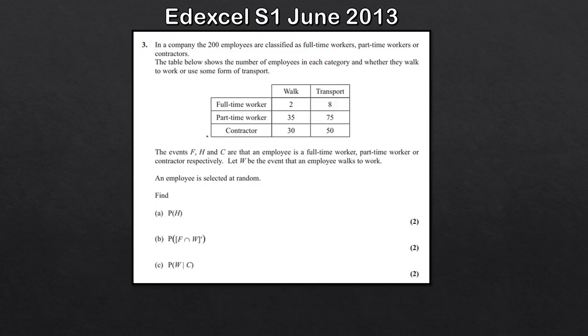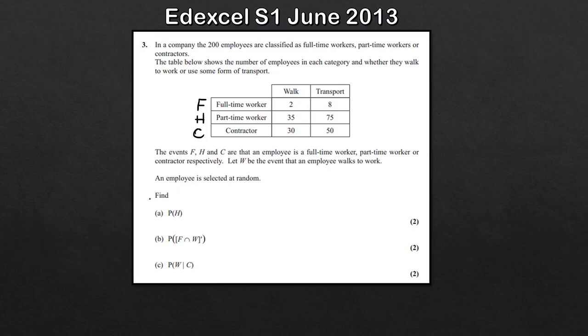What this is looking at is 200 employees which are classed as either full-time, part-time or contractors. And we're told their method of transport. So F, H and C: F represents a full-time worker, so we'll put the F next to that. The H represents a part-time worker, so we'll put the H there, and then clearly C represents the contractor. We're going to let W be the event that an employee walks to work, just so we're aware of that for B and C.